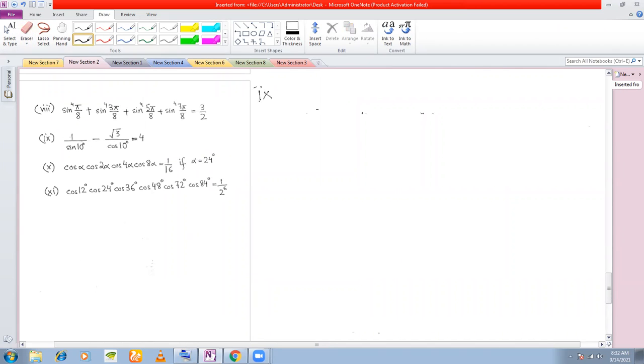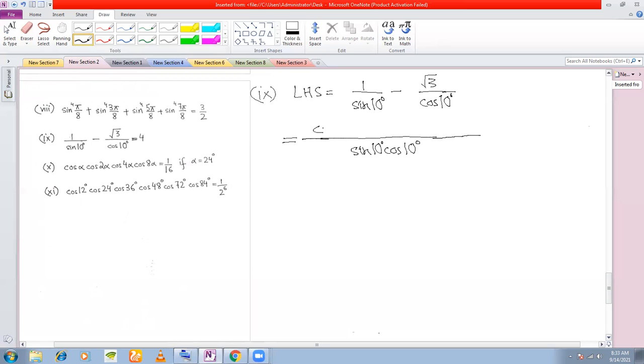Number 9. Left hand side. You have to show that 1 by sine 10 degree minus root 3 by cos 10 degree is equal to 4. Okay. So what you do in such a case, you take the LCM first. The LCM will be sine 10 degree cos 10 degree. So what are you left with in the numerator? You are left with cos 10 degree minus root 3 sine 10 degree.